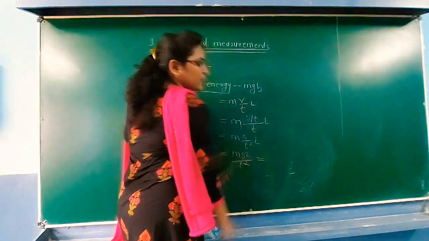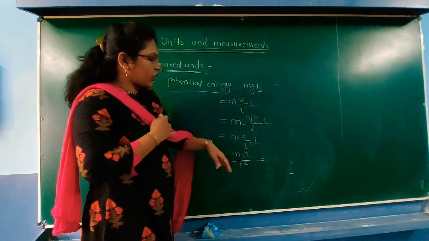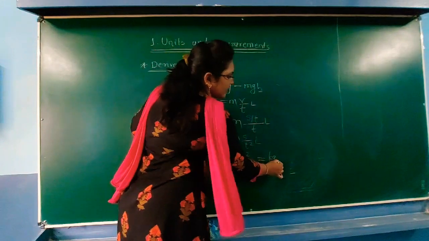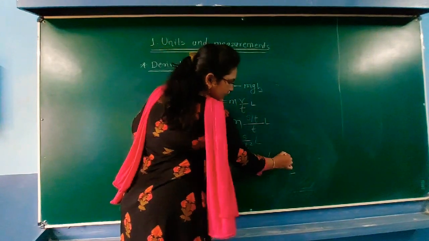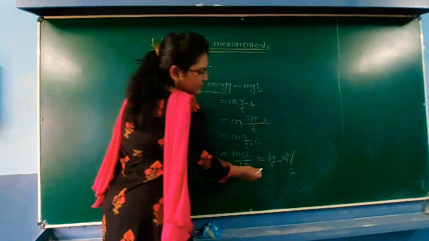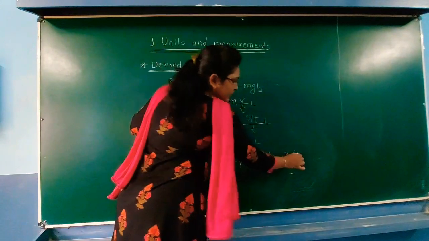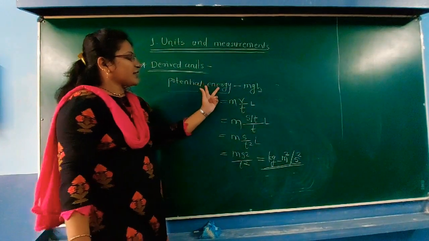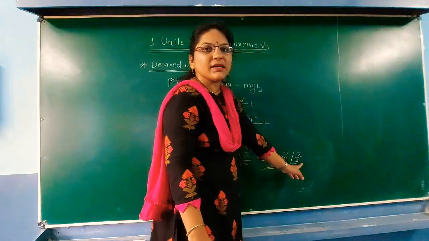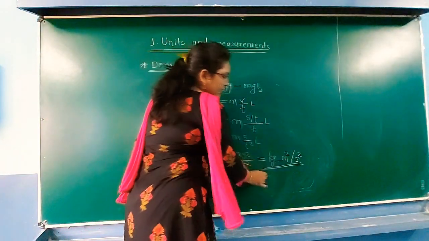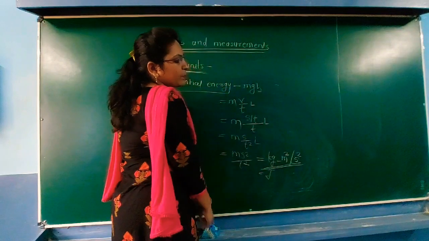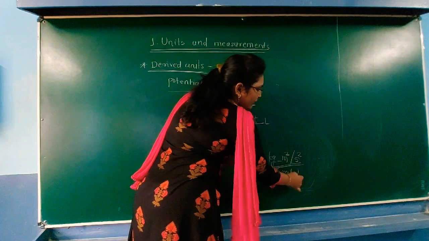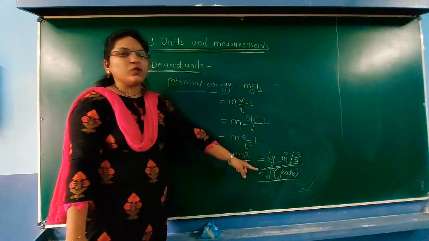Then we can find the SI unit. What is the SI unit of m? m means mass, SI unit is kg. Then s means length, SI unit is meter, and there is a square, divided by t. t means time, SI unit is second, raised to 2, that is second square. So the SI unit of potential energy is kg meter square per second square. We have seen that kg into meter square per second square means joule. So the SI unit of potential energy is also joule.